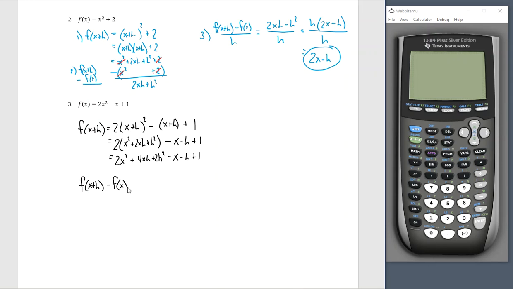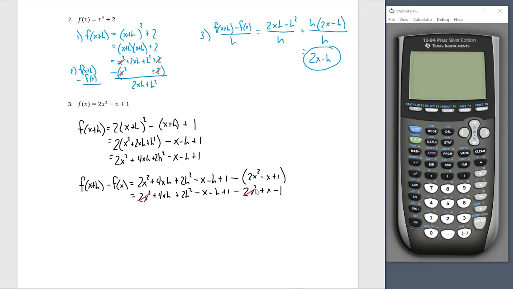So if we subtract f of x from here, all right, let's write it all out. F of x plus h, 2x squared, plus 4xh, plus 2h squared, minus x, minus h, plus 1. Subtract all of 2x squared minus x plus 1. Yes, I'm going to write it out again. We're going to see all the details here. I should keep talking. It's a video. Minus 2x squared plus x minus 1. Whew. How does this help us?